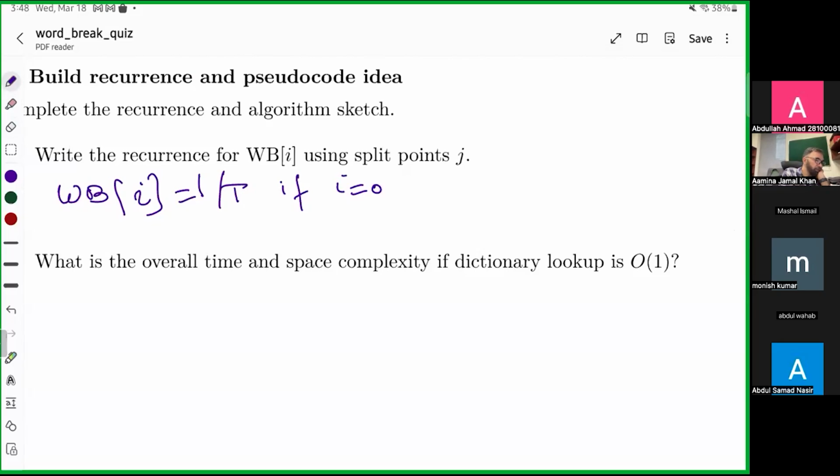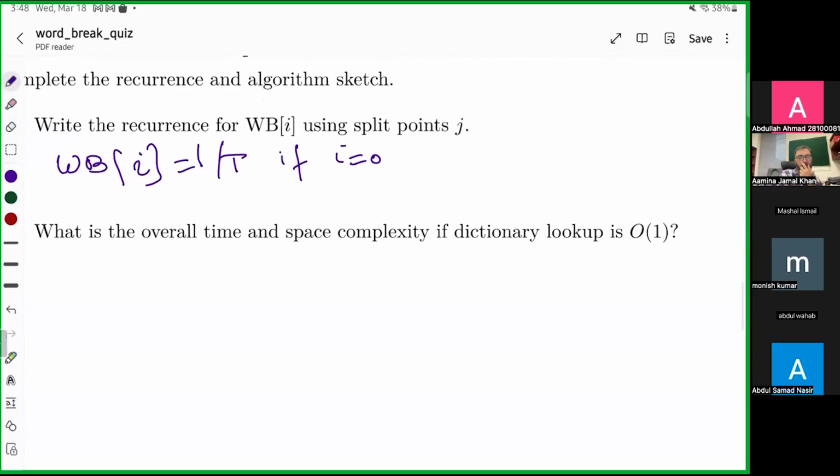Okay, after that, would it be everything from i to j minus 1 must be valid? A little more. Give me ideas, then I'm going to help you with it.